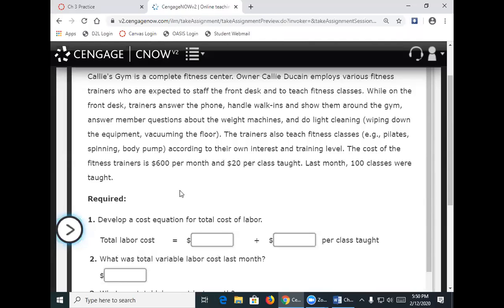So with all that information, we can calculate what our total cost of employing fitness instructors are. And that's kind of what we're looking at. In this case, we're paying them both a fixed rate and a variable rate of employment. So putting it into a cost equation is pretty simple on this one, because what's my fixed cost? 600, very good. And then how much do they charge per class taught, or how much do they get paid? 20. So there, if I developed a cost equation, my total labor is 600 fixed plus $20 times however many classes are taught in the period.